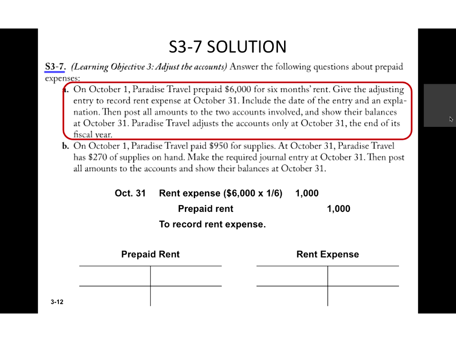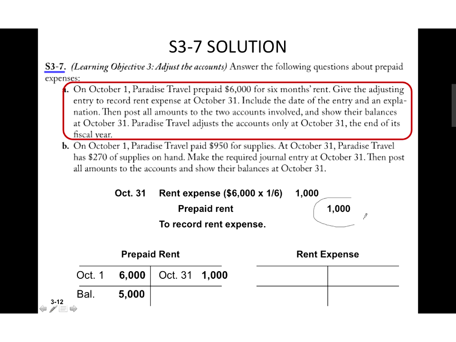What we're going to see here then is we're going to post the rent expense. The debit goes to the left-hand side of rent expense T account, and the credit to prepaid rent goes to the credit side of the prepaid rent T account. So when we post this rent, what we're actually doing is we are taking this $1,000 here and we're putting it here because it's a credit and it goes on the credit side.